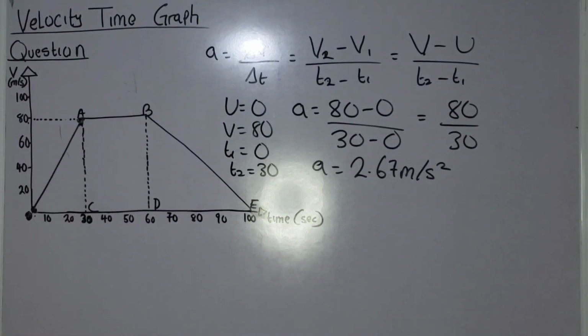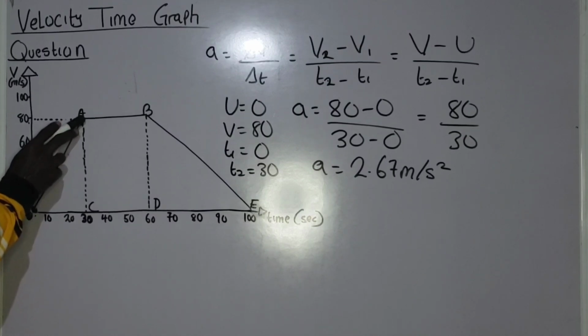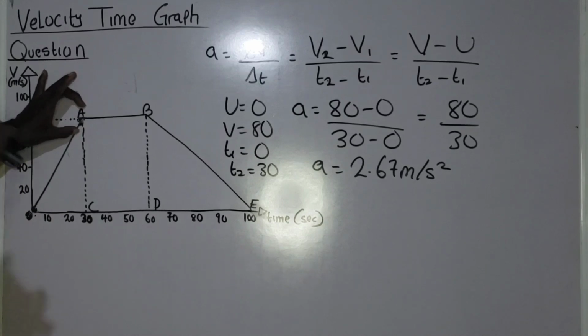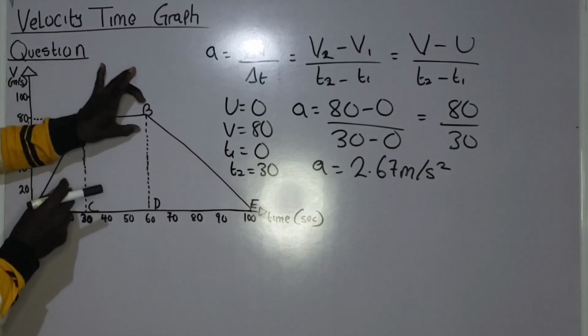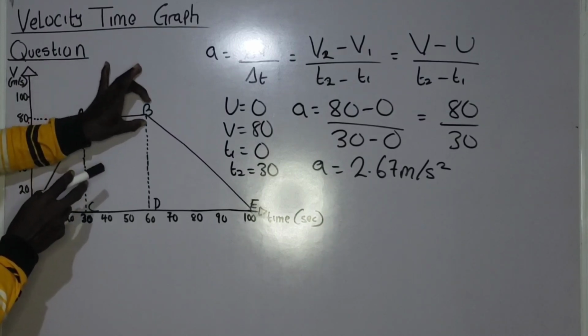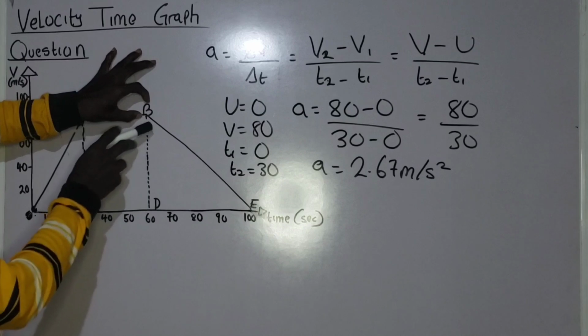We are asked to determine the retardation. Retardation is negative acceleration. It is the kind of acceleration that brings the motion of an object to rest. Retardation causes the velocity of an object to reduce. From this point to this point, the body accelerates. Having accelerated to this point, the body maintains a constant velocity from this point to this point. Now, having gotten to this point, it begins to decelerate.